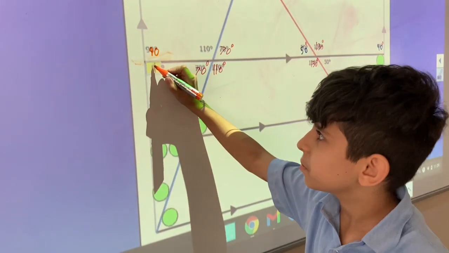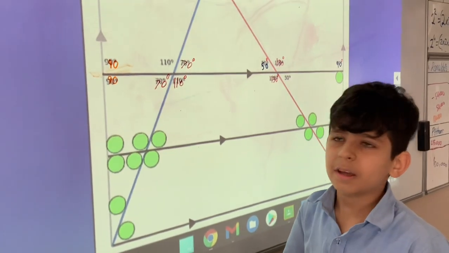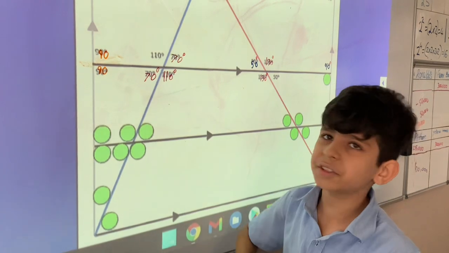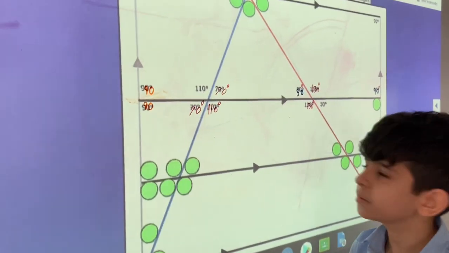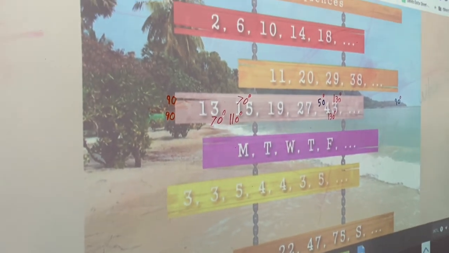Vertically opposite. Vertically opposite? Yes. What does vertically opposite mean? I mean like this, if this is 90, the other one is equal, so it's 90. Ah, so adjacent is the correct word you're looking for. They share that same boundary line there.